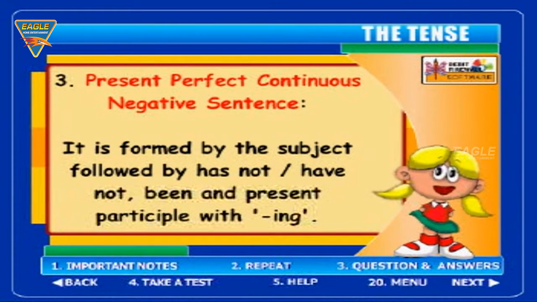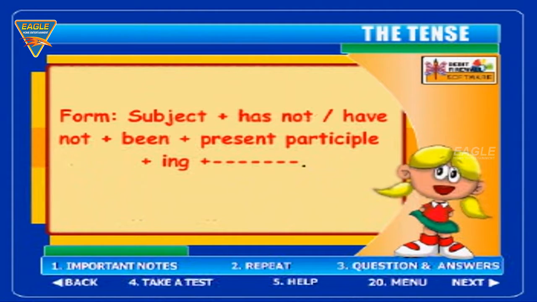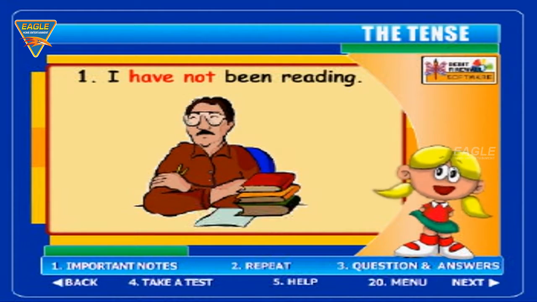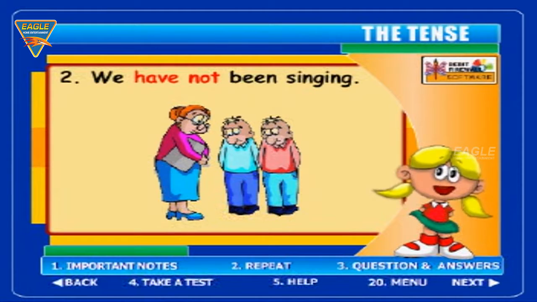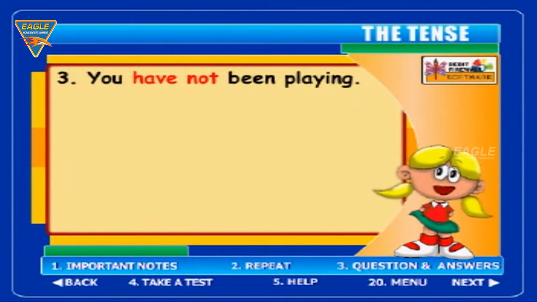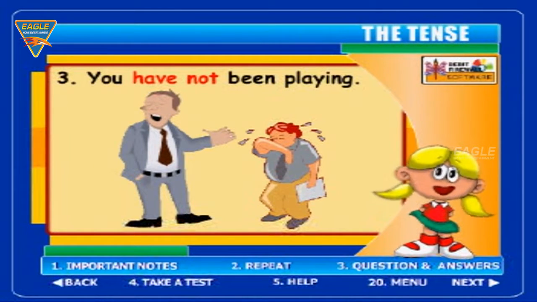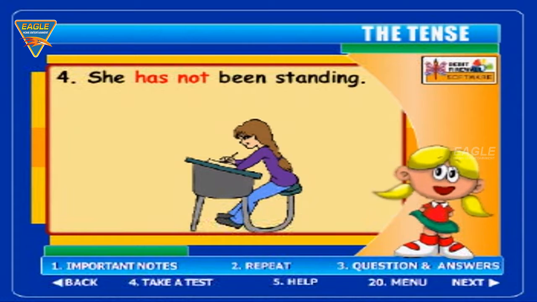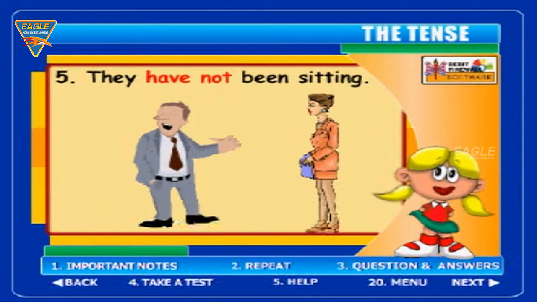Present perfect continuous negative sentence. It is formed by the subject followed by has not or have not, been and the present participle with ing. Form: subject plus has not or have not plus been plus present participle plus ing. Examples: I have not been reading. We have not been singing. You have not been playing. She has not been standing. They have not been sitting.